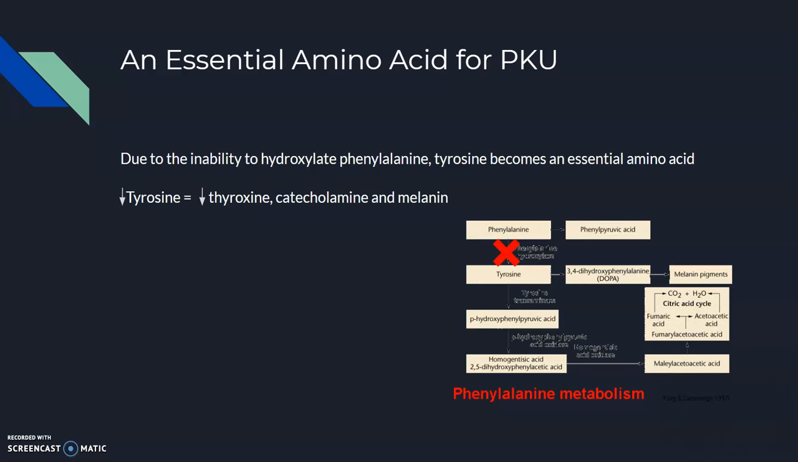So for the essential amino acid for PKU, this would be tyrosine. This is because, due to the inability to hydroxylate phenylalanine, tyrosine becomes an essential amino acid. And if you have decreased tyrosine, there's a decrease in other products derived from it, such as melanin, as you can see here.